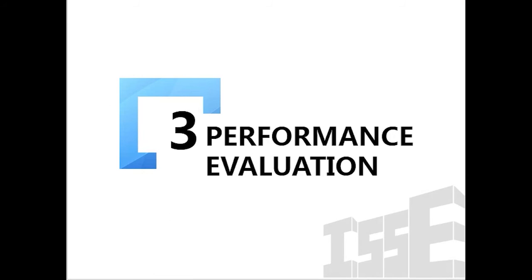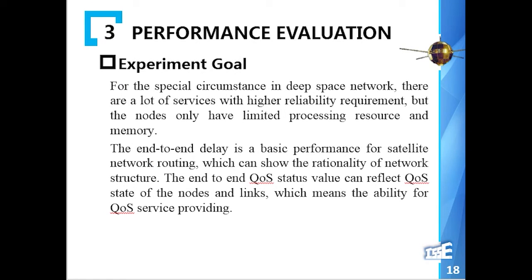The third one, performance evaluation. For different satellite network routing algorithms, the end-to-end delay of the network node is a basic network performance indicator, which can explain the rationality of the network architecture, and the end-to-end QoS status value can reflect the current QoS status of the nodes and links on the selected path.